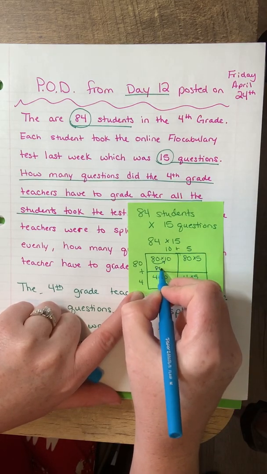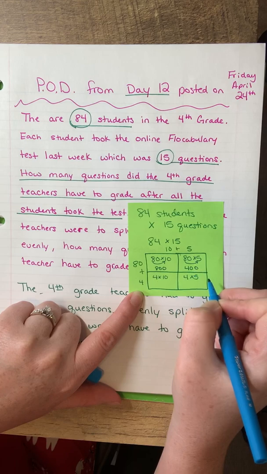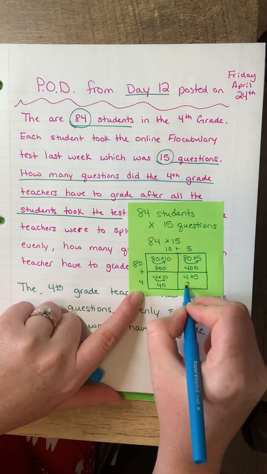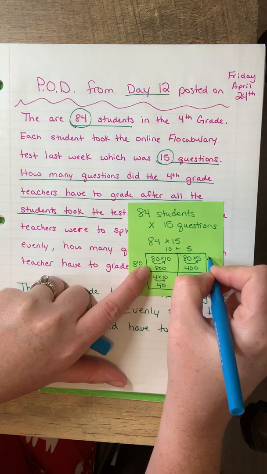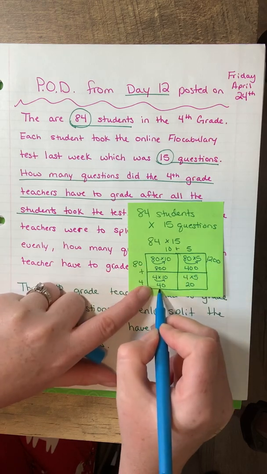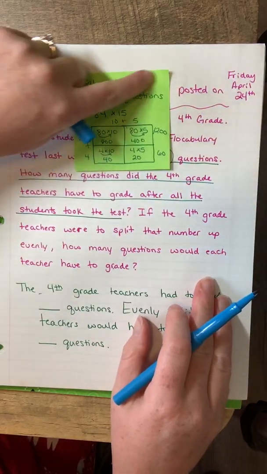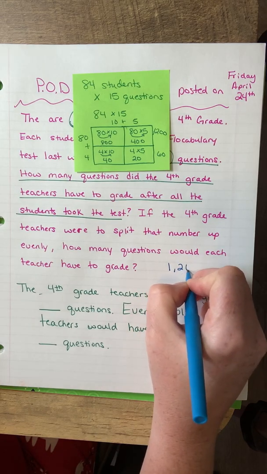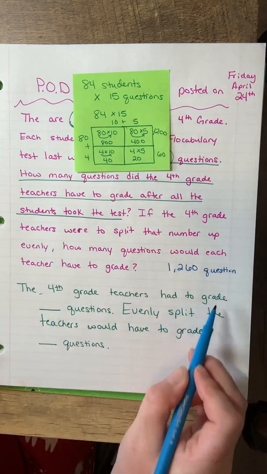8 times 1 is 8. Add 2 zeros, 800. 8 times 5 is 40. Add a 0, 400. 4 times 1 is 4. Add a 0, 40. And 4 times 5 is 20. Add them all up. 8 plus 4 is 12. So 1,200. So 800 plus 400 is 1,200. 40 plus 20 is 60. So altogether, there must be 1,260 questions altogether.